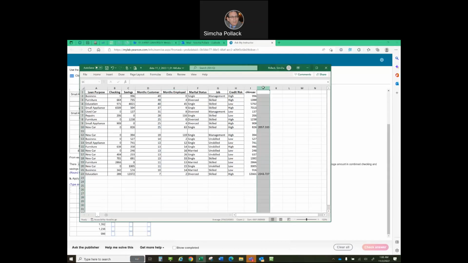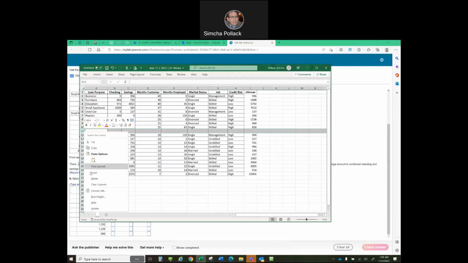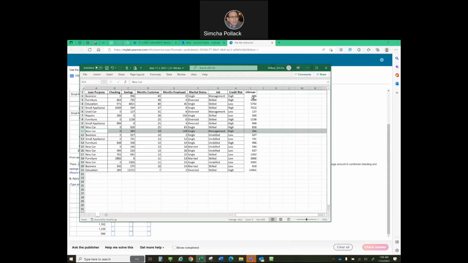We get rid of this column. That way, we're not going to be using this anymore. Delete. We're not going to be needing this blank line. Delete. Then you have to sort data from highest to lowest in terms of assets. Column I.